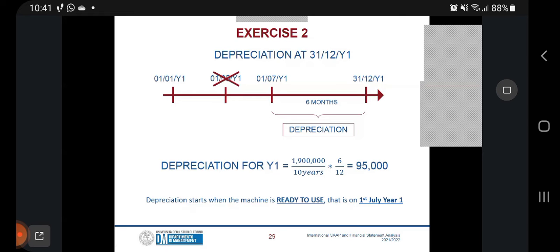Please pay attention, depreciation always starts when the machine is ready to use. That's the reason why you have to consider the 1st July year 1, even though the company received the plant machinery on the 1st May year 1. Questions?